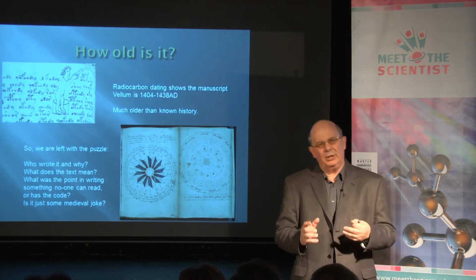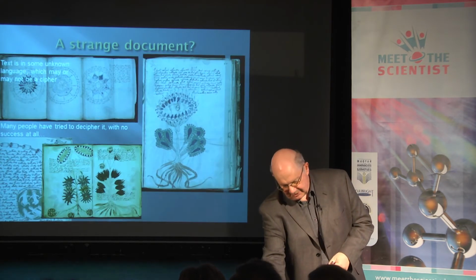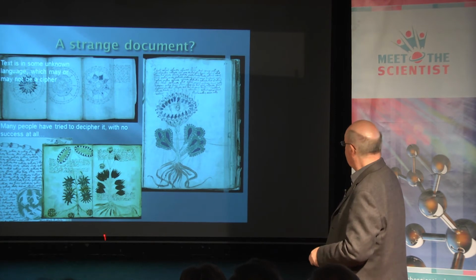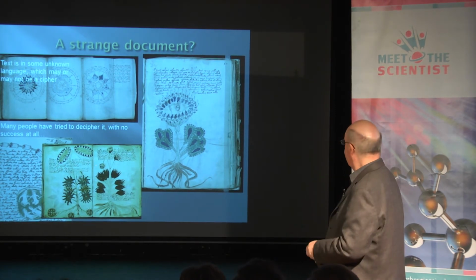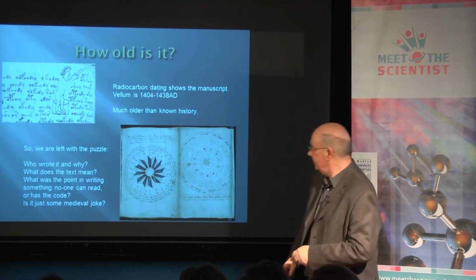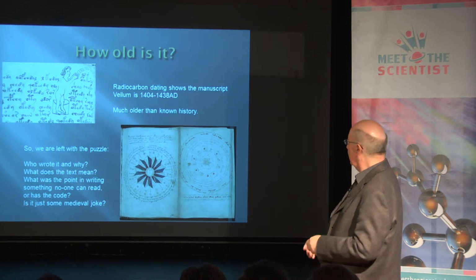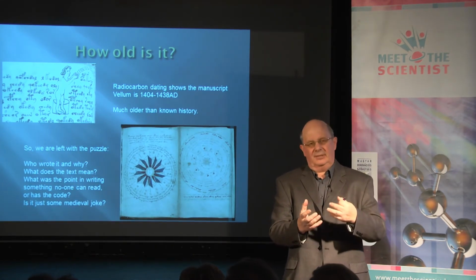And so really nobody knows what this book was for, because it has strange pictures of, it looks like plants, looks like astronomy, looks like some kind of rituals, so bathing or something, and so nobody knows what it means. And everybody, it's like the Shroud of Turin.